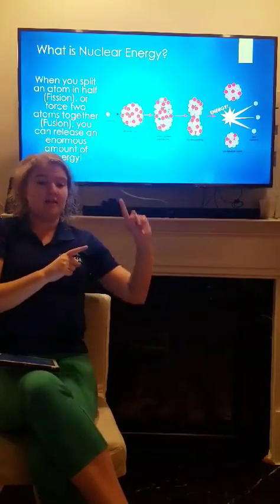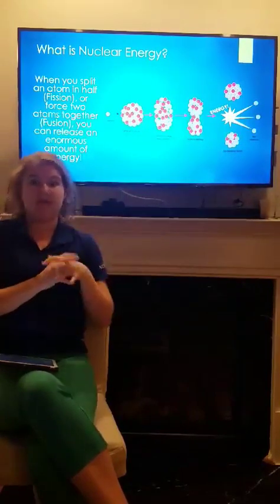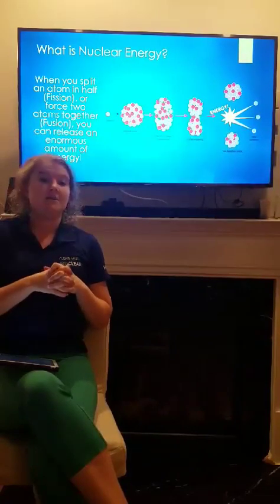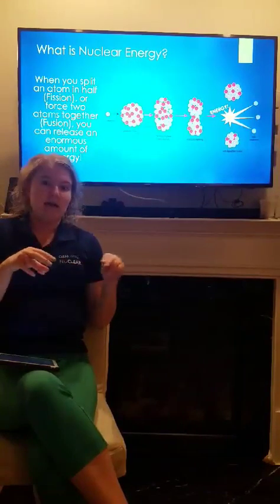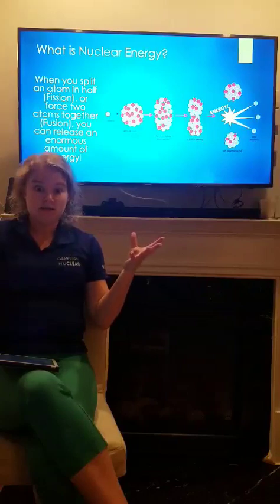So there's also a different type of nuclear reaction that doesn't follow this diagram. That's called fusion. And this is what's going on in the sun. So fusion is taking two small atoms and fusing them together. And so they combine and release energy. And that's the process that powers our sun.